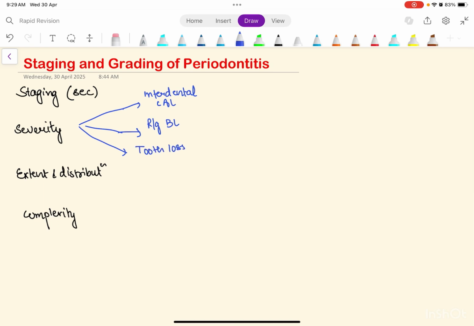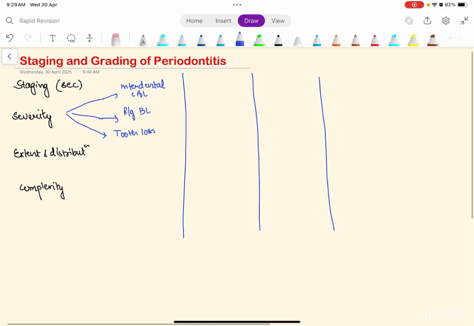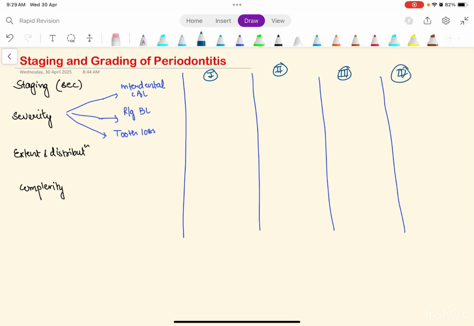Now we'll divide them into the stages. There are 4 stages and you should be thorough with the features of every stage if you want to answer the question. So 1, 2, 3 and 4. In stage 1, the interdental clinical attachment loss is 1 to 2 mm. In stage 2 it is 3 to 4 mm, in stage 3 it is greater than or equal to 5 mm, and in stage 4 it's greater than or equal to 5 mm.